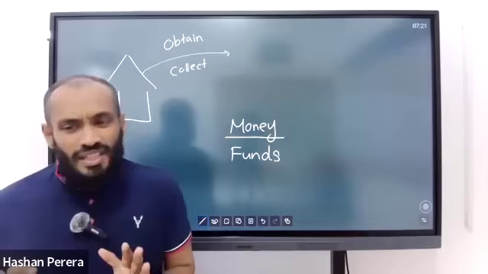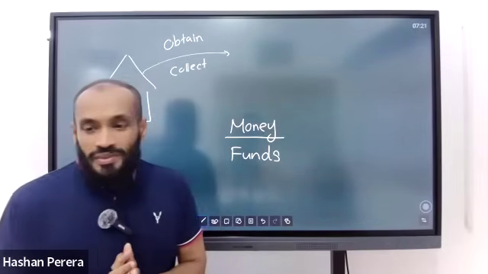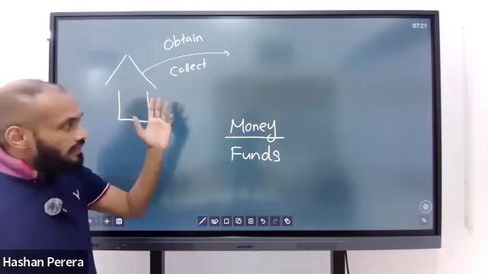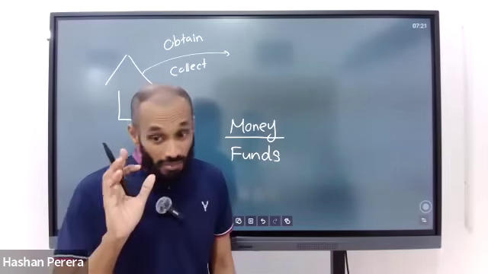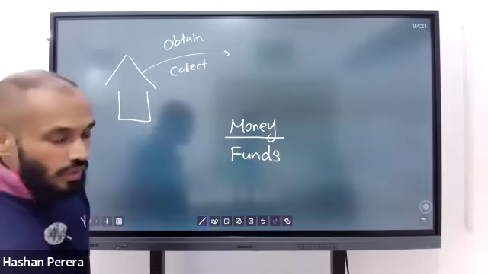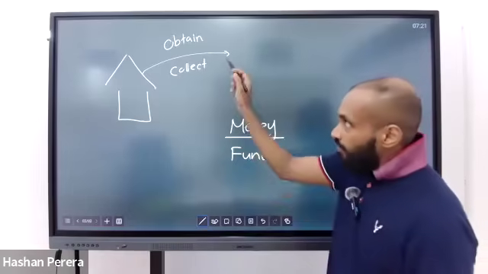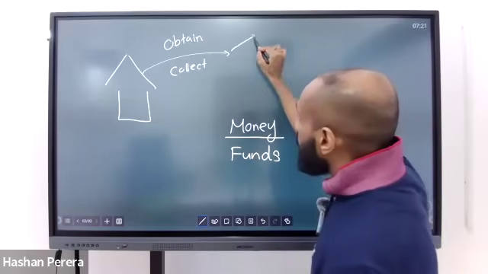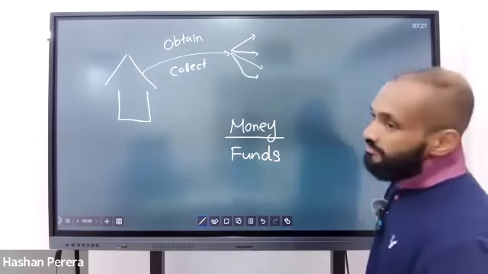So there are different ways. Isn't that correct? There are options. So first of all, you have to obtain the money step by step. There's no hurry. We will go step by step. The way of obtaining, there are different options you have. Clear, as I said.